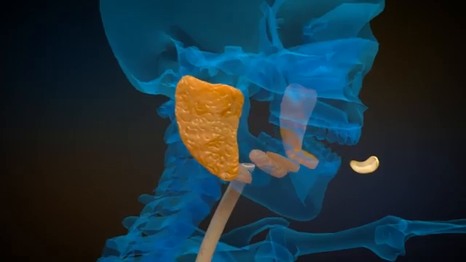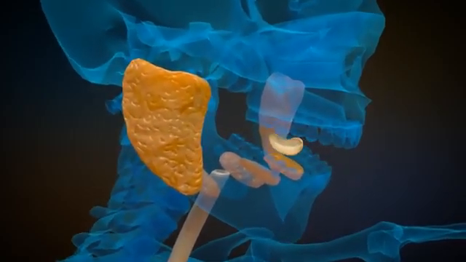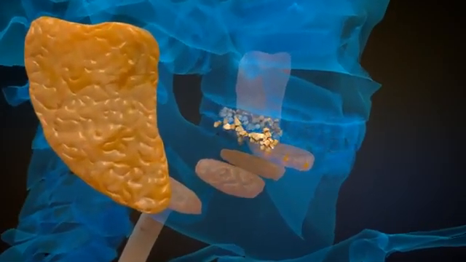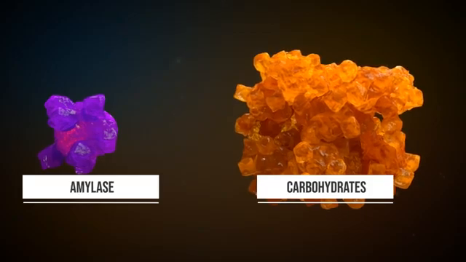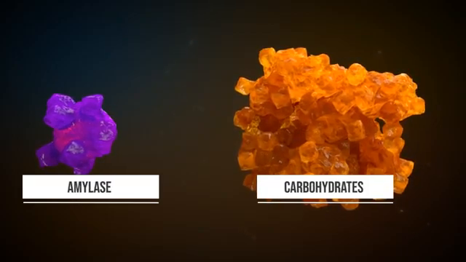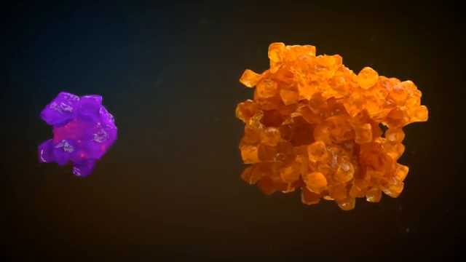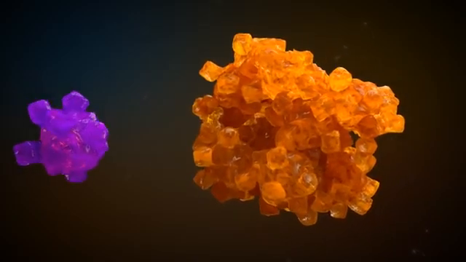First, the food is broken up in the mouth by the teeth and then mixed with saliva with the help of the salivary glands. Saliva contains a digestive enzyme called amylase that already begins to digest carbohydrates in the mouth. It splits carbohydrates into smaller units.